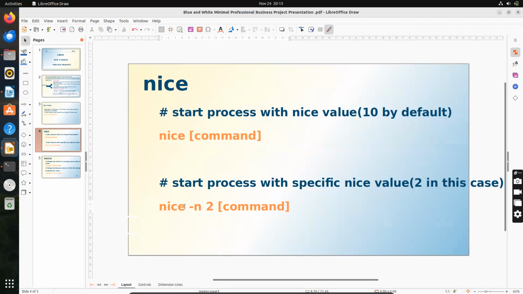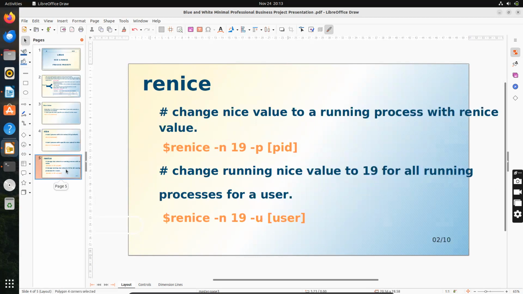An already running process, we can't change its priority using the nice command. This is the renice command, used to change the nice value of a running process. The renice command is used to change the priority values of a running process ID.